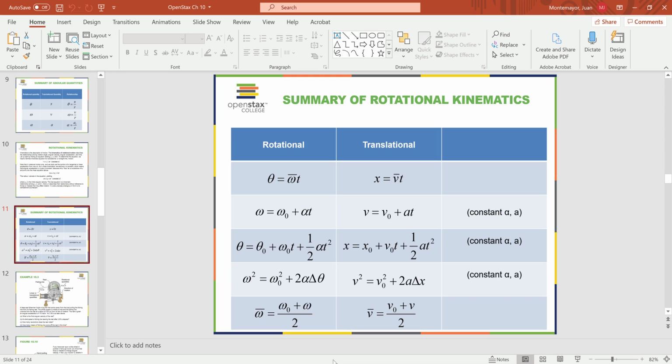We also have omega squared equals omega naught squared plus 2 alpha delta theta, which is our v squared equals v naught squared plus 2a delta x. And finally, we have our average omega equals omega naught plus omega over 2, which is our average velocity equals velocity naught plus velocity final, basically, over 2. So basically, we can go from translational to rotational pretty much by just substituting.